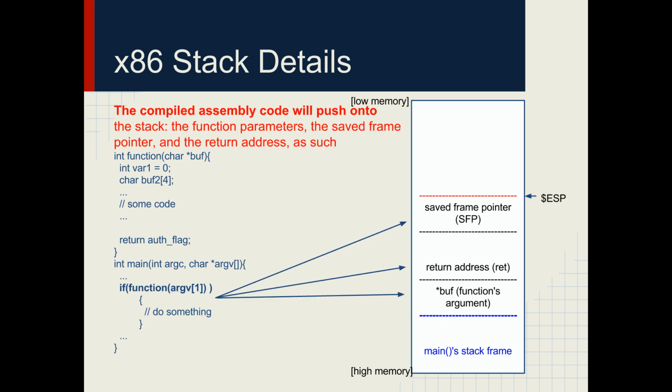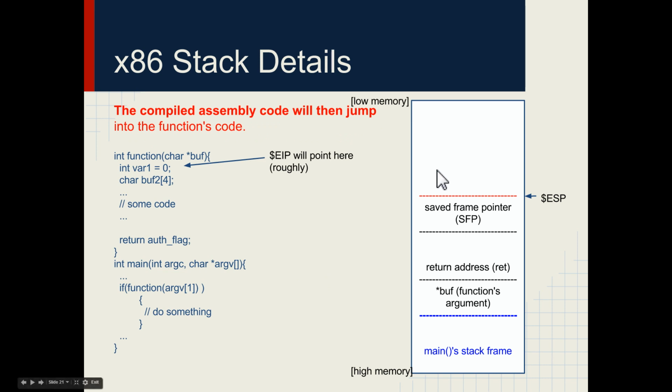The first thing it's going to push, from right to left, is the function's argument, which is a pointer to buff. Then it's going to push the return address, so that when it returns, it comes back to evaluating the return value from the function in this if statement. And then it's going to push the saved frame pointer, so that when it's restored, ESP will point back to this region of the stack, and main's stack frame is restored. This is the activity on the stack from the prologue of the function.